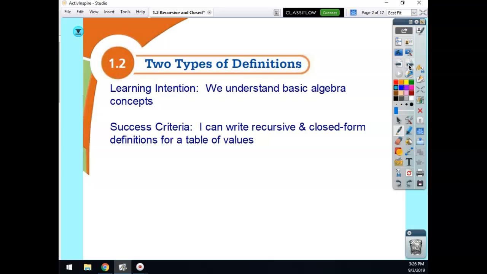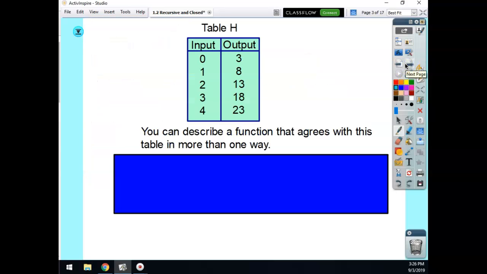All right, so today we're going to be talking about two different kinds of definitions. Basically, we're talking about two different kinds of equations. We're going to be able to write recursive and closed form definitions for a table of values. So in this table, there's a couple of different ways that we could write a function for this.